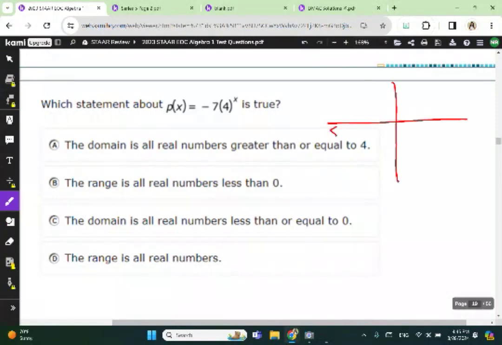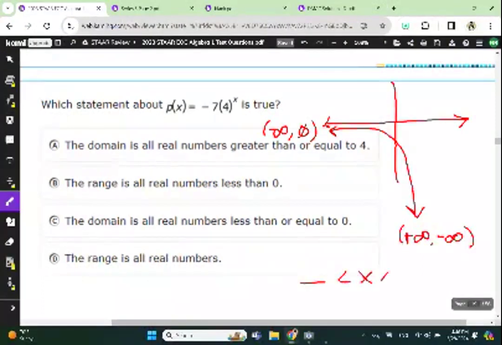Okay. So notice that it's going down. This is where it's approaching your x-axis. So this is where you're going to find your y is 0. So negative infinity for x and 0 for your y. Now these are both going down. I mean positive infinity for the x. Okay. So let's write the domain and range. The domain, you're going from negative infinity to positive infinity. So that's going to be all real numbers.